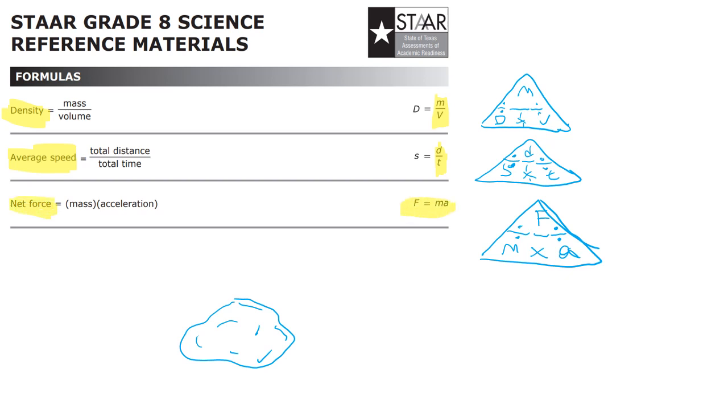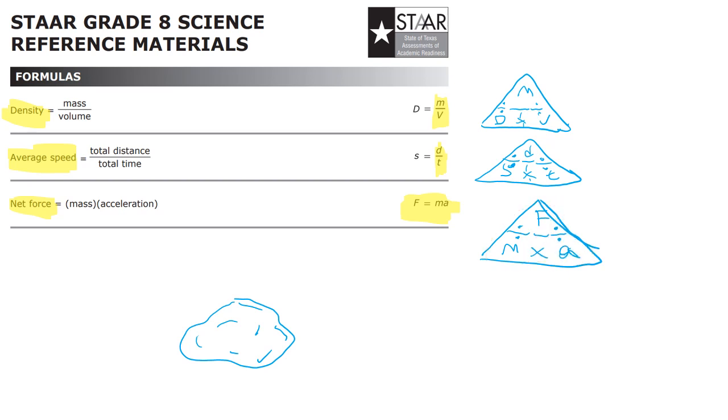Okay, last one. This is the easiest one. Net force. Okay, force equals ma. In this case, let's just say we were searching for acceleration. So you would cover this a, and you would be left with F divided by M.